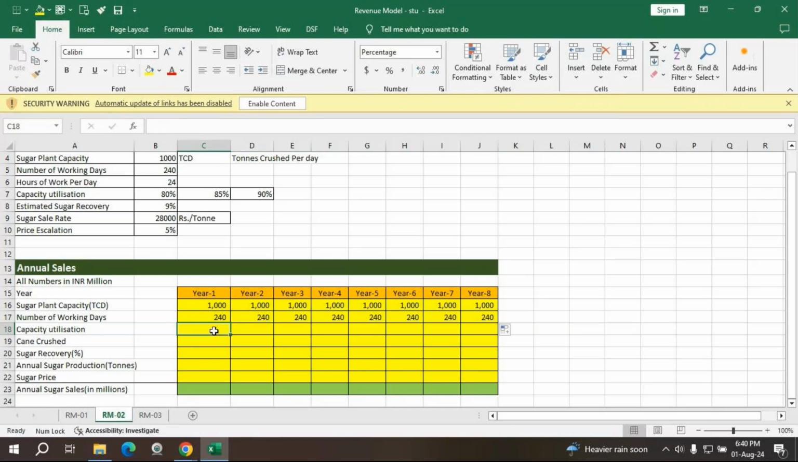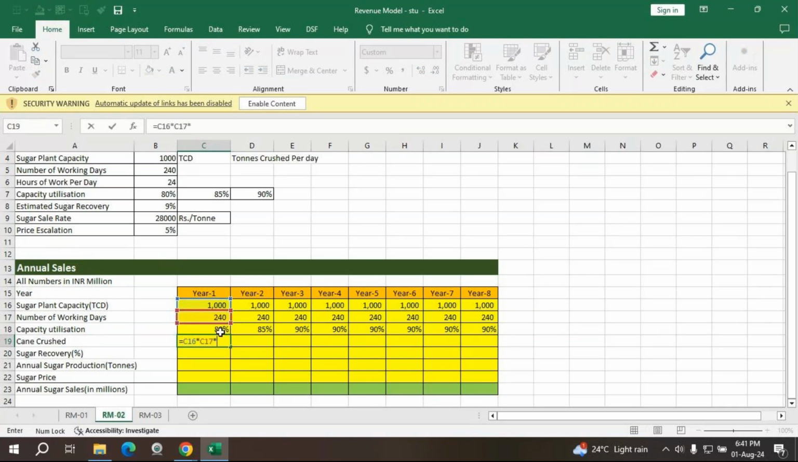Then capacity utilization. They are telling the first year will be 80%, the second year 85%, the third year 90%. And this 90% is going to remain the same for the rest of the years, so I take equals previous year. Now cane crushed. I want to see how much cane has been crushed year on year. So equals 1000 into 240 into 80%, and I'll take these values here.